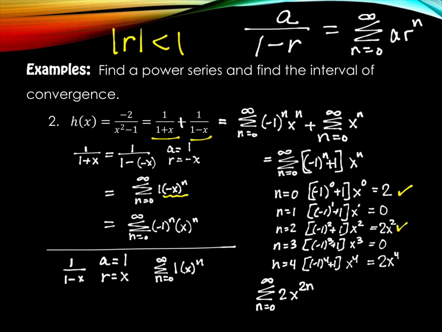Absolute value of R has to be less than 1. So in both cases, my R is just x this time, or negative x either way. On the first one, it's negative x is less than 1, so I have negative 1 is less than x is less than 1. Actually, if you want to put a negative x in there, you can.